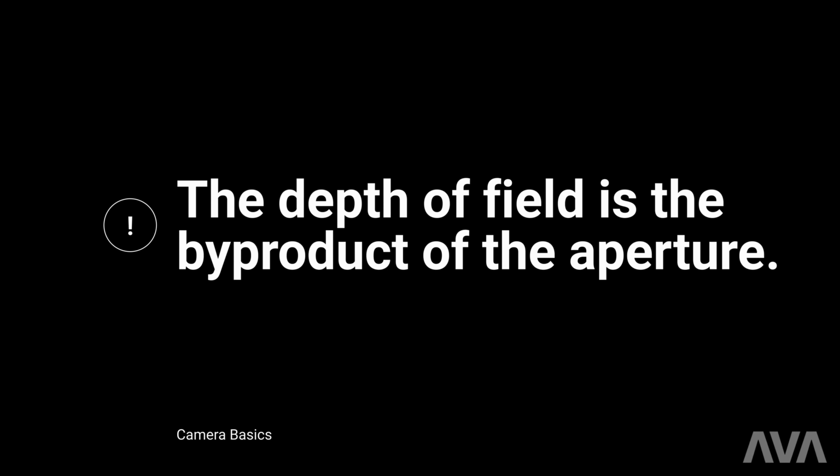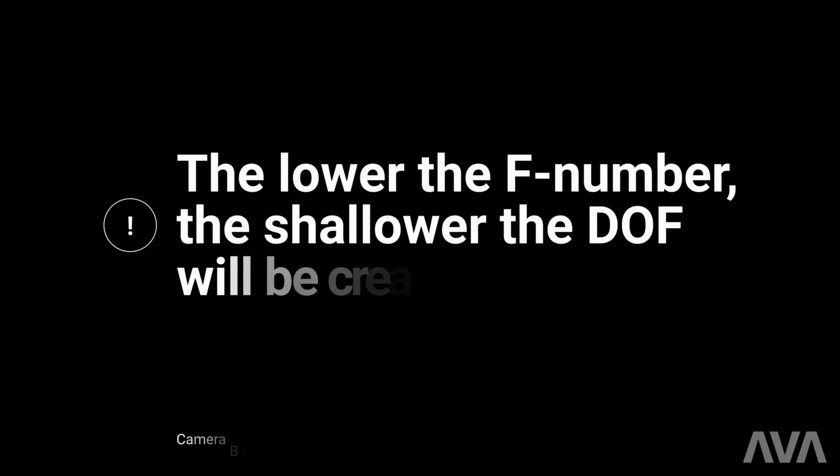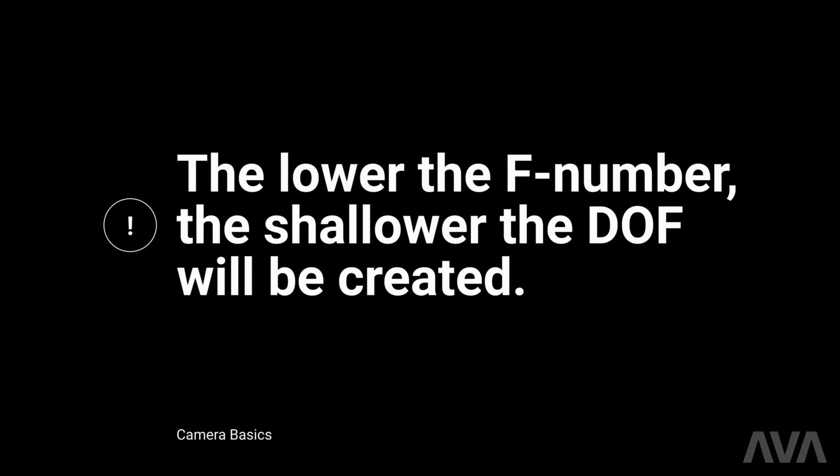As we've already discussed, the depth of field is the byproduct of the aperture, so we can control depth of field by changing the f-number value. The lower the value, the shallower the depth of field will be created.